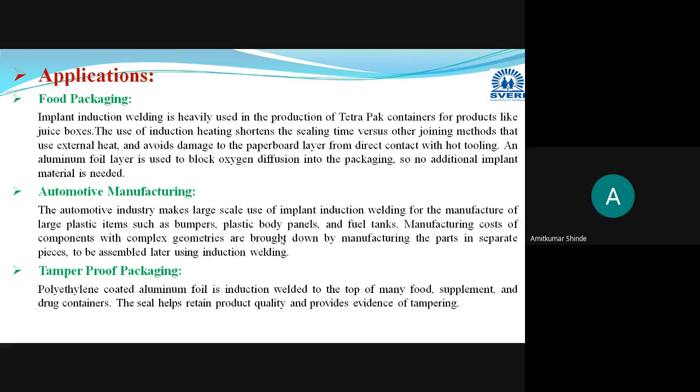If complex components were manufactured without doing the joining process directly, it would take more cost. So what we are doing here is that the complex components are made in pieces, and they are assembled or joined together with the help of this induction welding. These components are different kinds of bumpers, different plastic body panels, and different fuel tanks. Small parts are manufactured and joined together to make these bumpers, fuel tanks or body panels with the help of this implant induction welding.